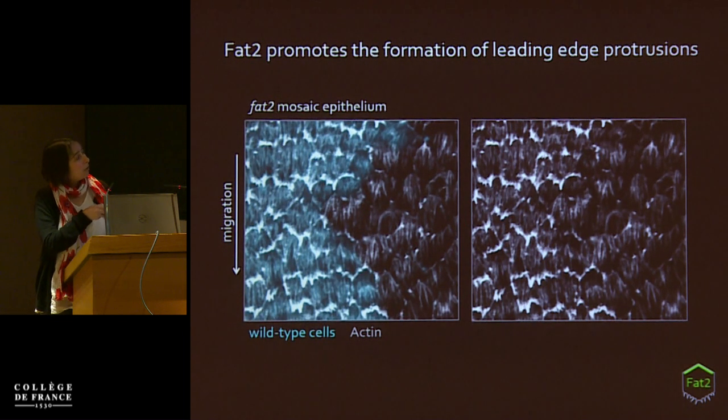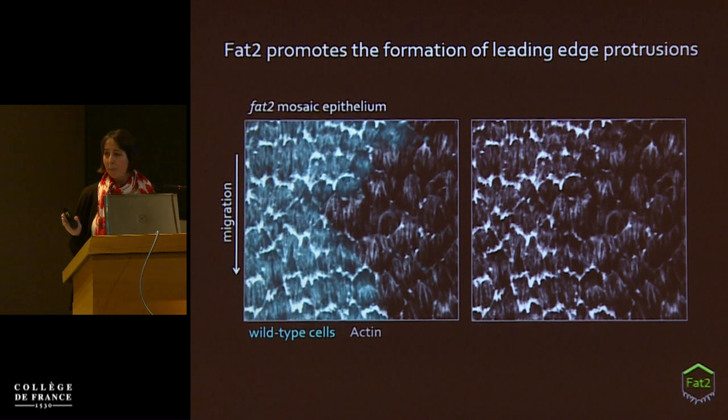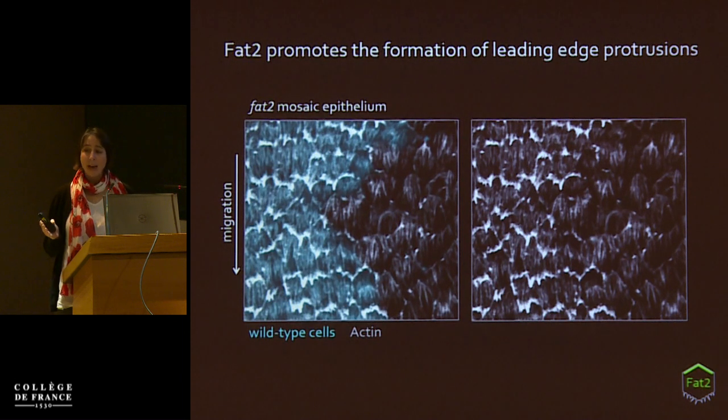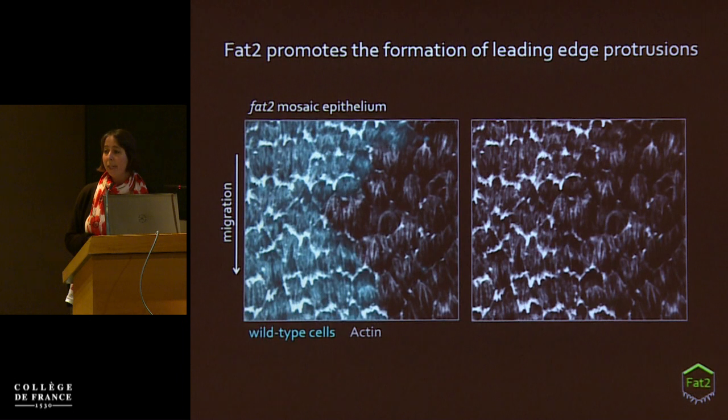And what I want you to notice is the wild type cells have these bright white leading edge protrusions. The FAT2 mutant cells lack these structures. And this was a little puzzling when we first saw it, because I just told you that FAT2 sits at the trailing edge of the cell. The phenotype that I'm showing you is at the leading edge of the cell. And the reason that this works is that this phenotype is non-cell autonomous.